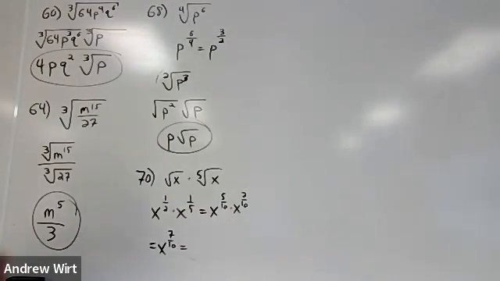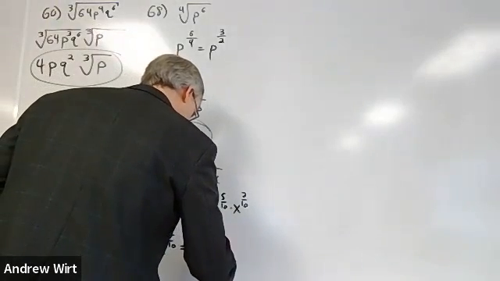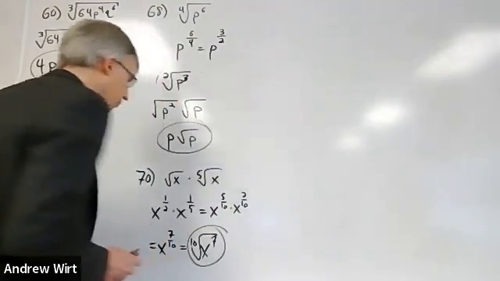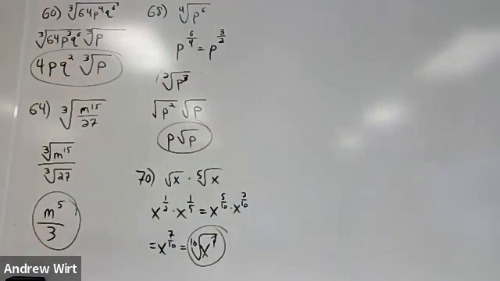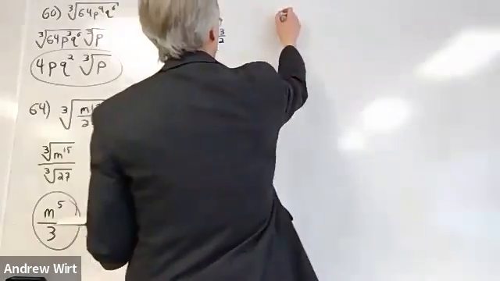All right, we'll convert back then to radical form. 7 is the exponent, 10 is the index. So 10th root of x to the 7th power. Next up, we're going to jump to 82.